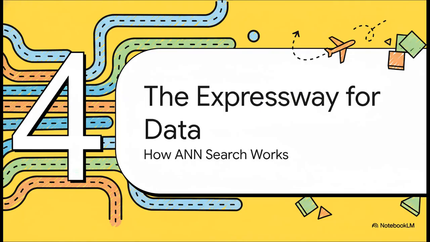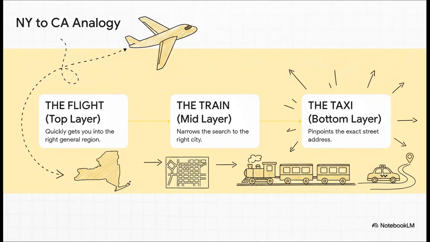Well, one of the most popular algorithms uses this brilliant, multi-layered approach. And honestly, the easiest way to get it is with a simple travel analogy. Imagine this. You need to get from New York to a very specific street address in California. You're not going to hop in a taxi and drive the whole way, right? No way! You start with the big jump, the flight. That gets you into the right general region. From there, maybe you take a train to get to the right city. And then finally, you grab a taxi for that last mile to the exact address. You start with these big, long-distance hops, and then you get more and more precise.